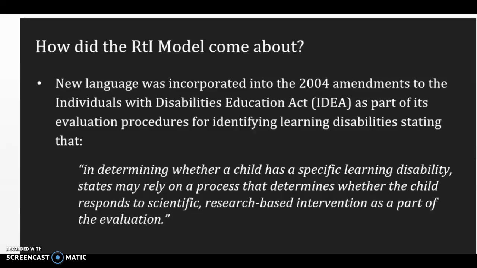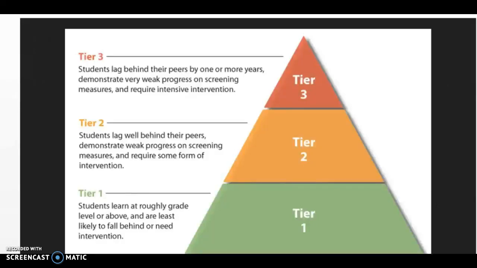So how did the RTI model come about? This came about when new language was incorporated into the Individuals with Disabilities Education Act, stating that in determining whether a child has a specific learning disability, states may rely on a process, as we're calling the RTI model, a process that determines whether the child responds to a scientific research-based intervention as a part of the evaluation.